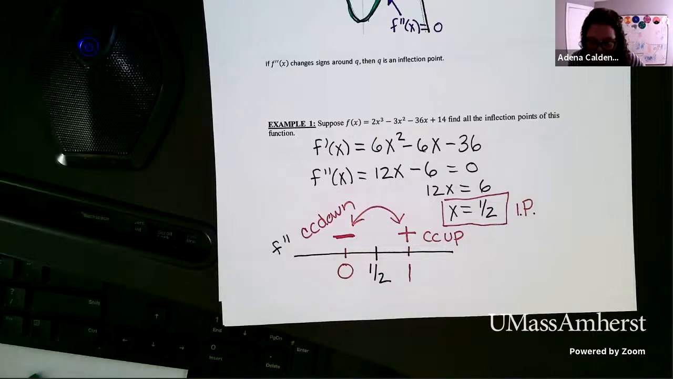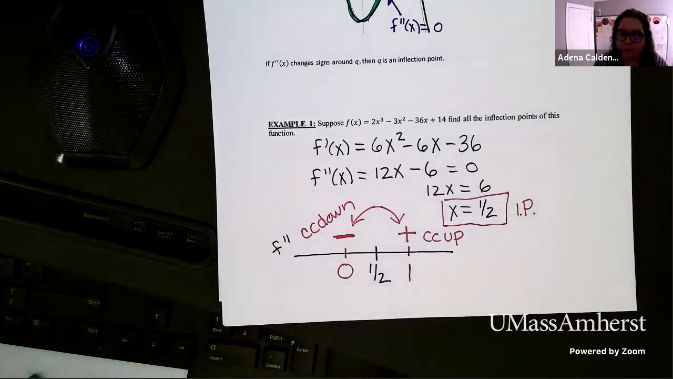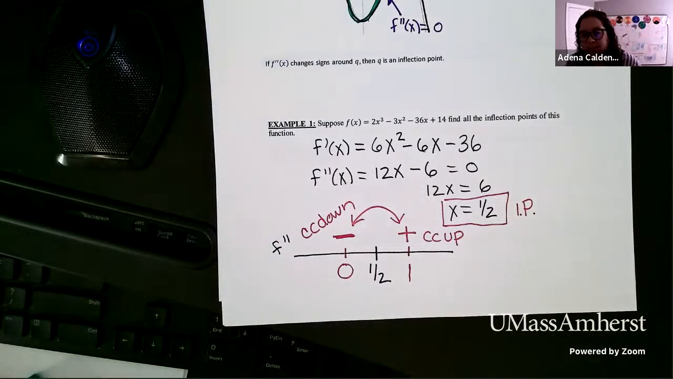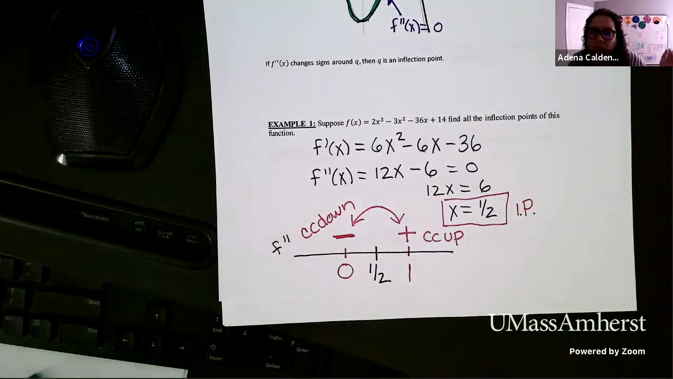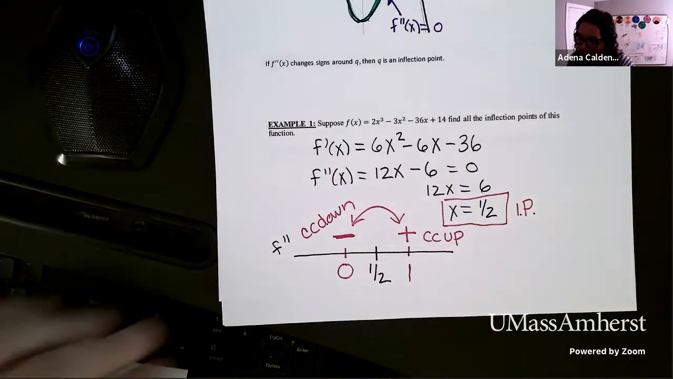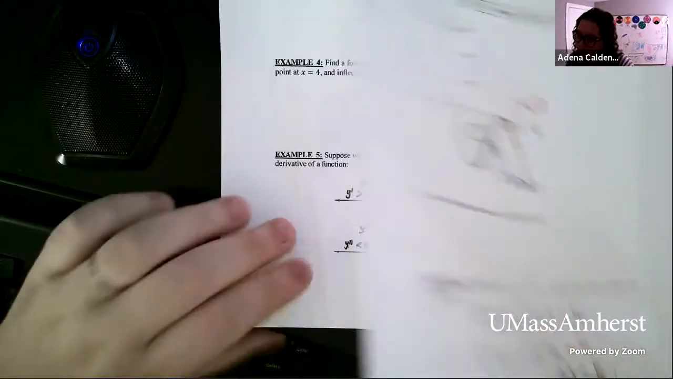Okay, so that's how we are going to approach inflection points algebraically. We are going to look for where the second derivative equals 0, and then we are going to test in between on our intervals just to see that the sign changes. If it doesn't change, then it is not an inflection point. Okay, so let's try one here.